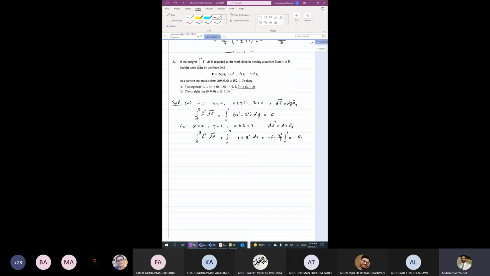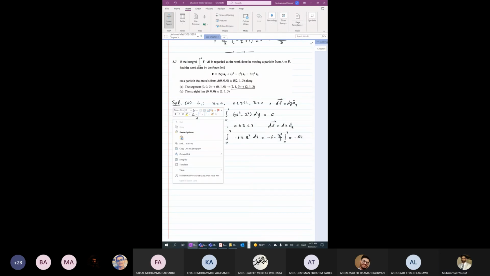In L1, y equal to 1, f dot dl is x0, z0. Okay. From this point to this point, yes, there is one more left here. Let me try to insert space.